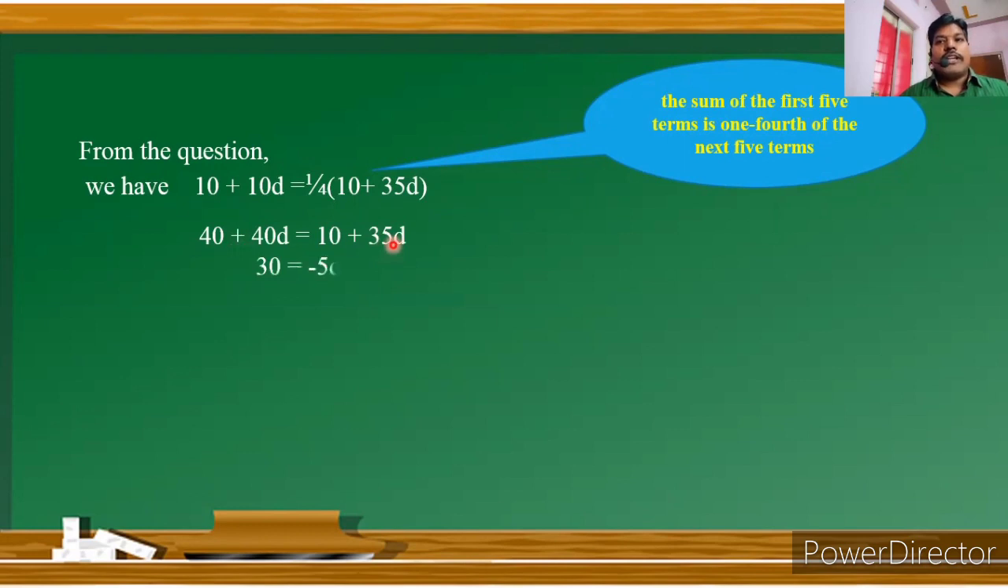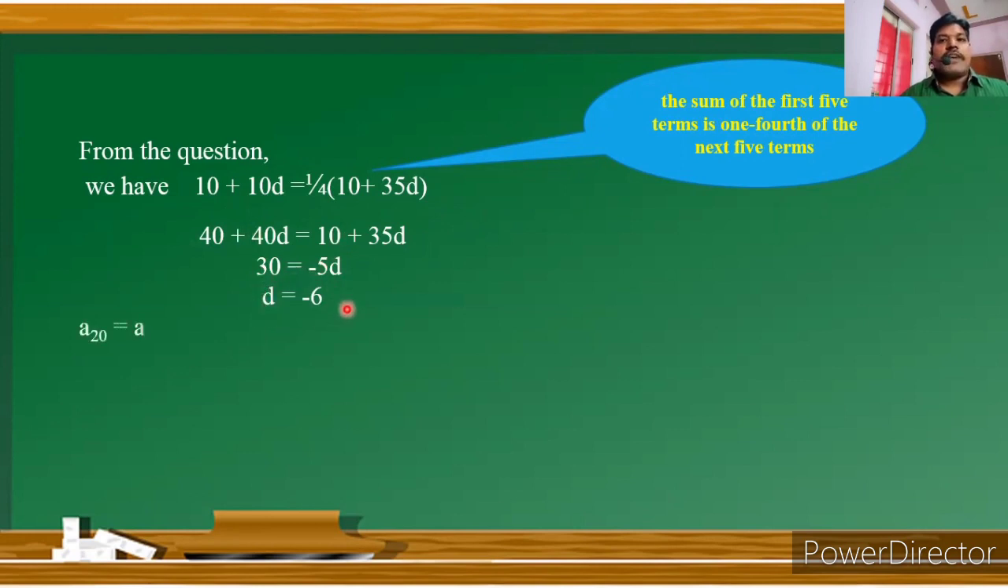So what we will do here: take this value to this side, take 40d to this side, 35d minus 40d, it will become minus 5d. And take this 10 to this side, 40 minus 10, it will become 30. So just cancel the value here, 6 times. So automatically d will become minus 6. So we have calculated the d value as minus 6.